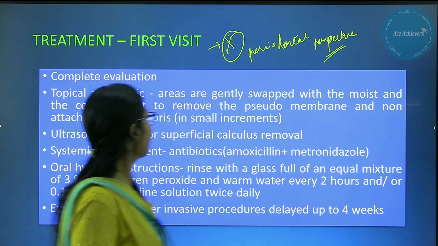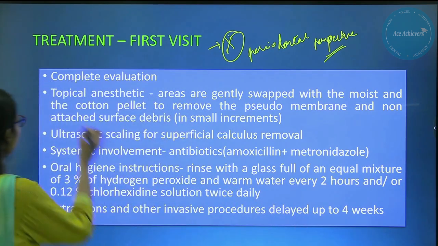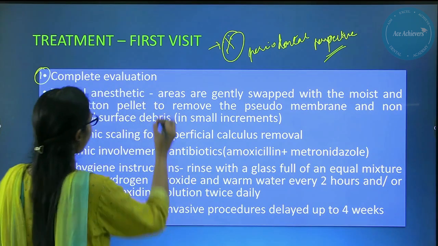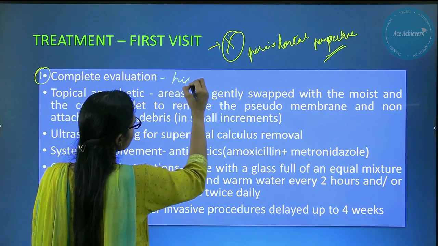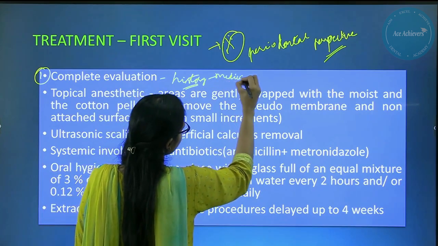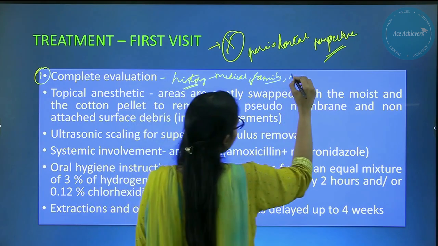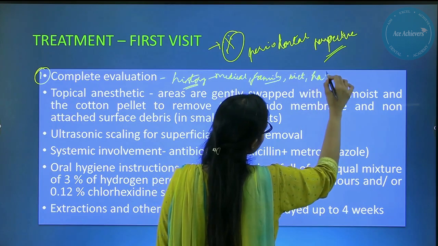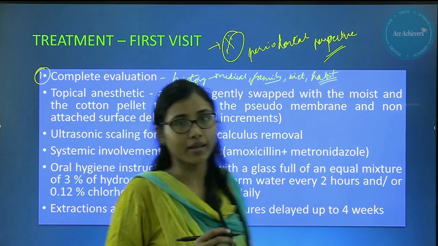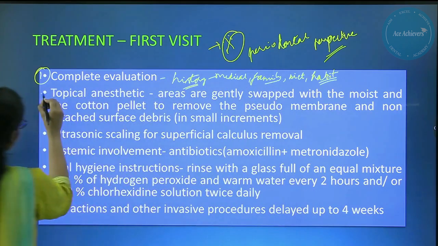So when a patient comes, what do we have to do in the first visit? First we have to evaluate the complete history. A complete medical history has to be taken, family history, diet history and habit history. If there are any smoking habits or any other abuse habits, all the history has to be taken carefully.